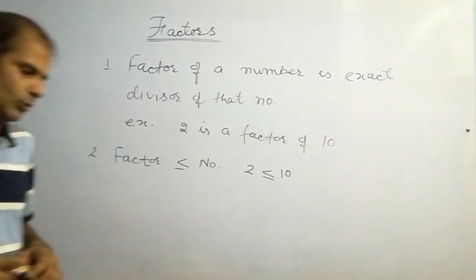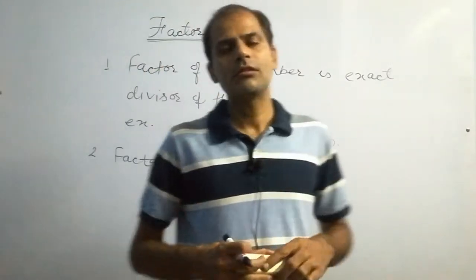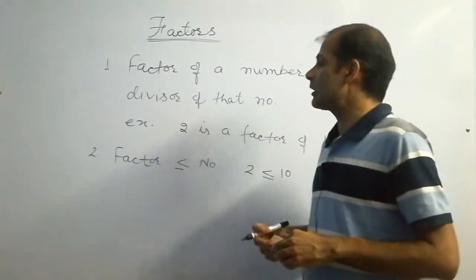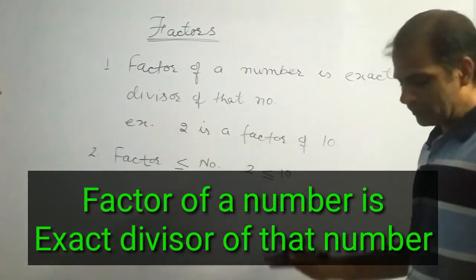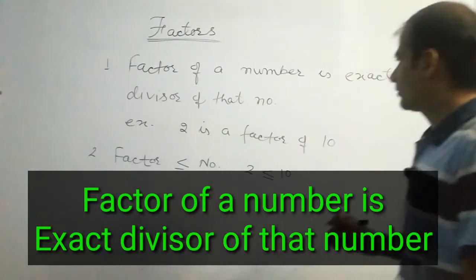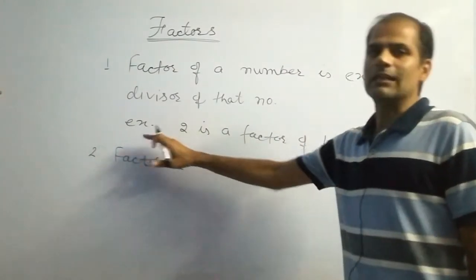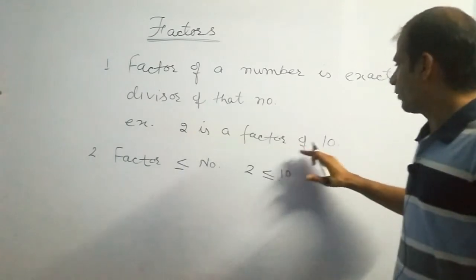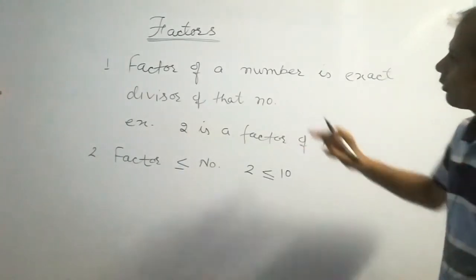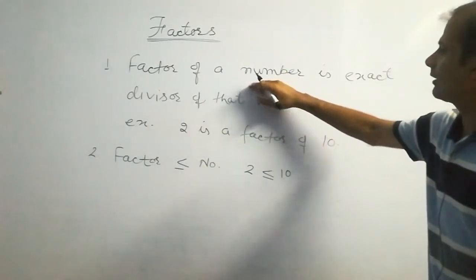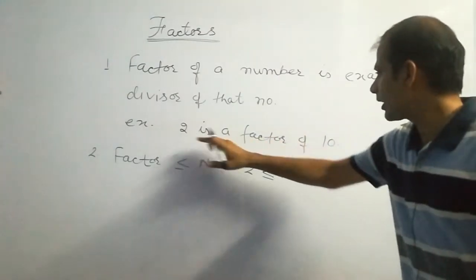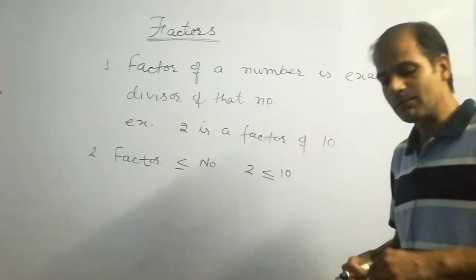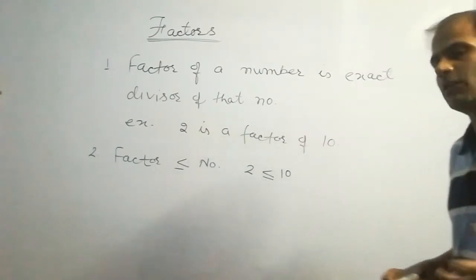What is a factor actually? I have written a few things on the board. As you can see, a factor of a number is an exact divisor of that number. For example, 2 is a factor of 10. According to this definition, 2 is the exact divisor of 10.